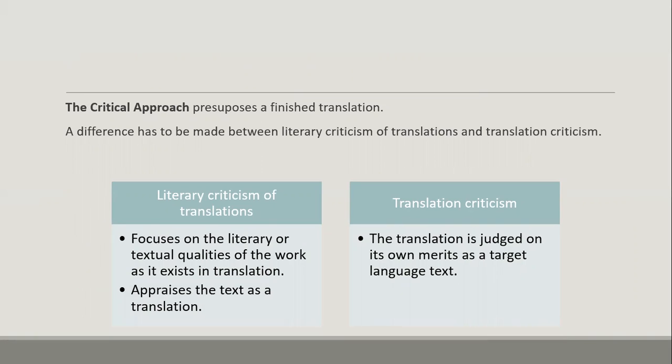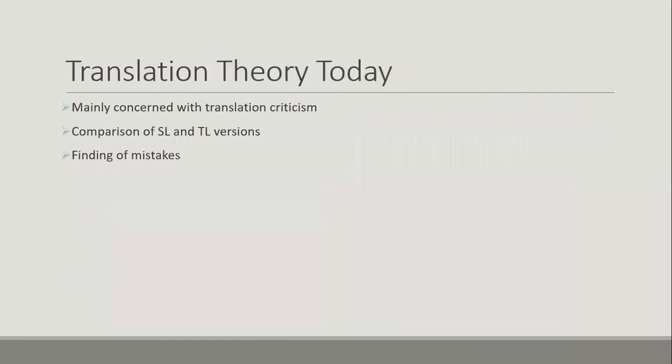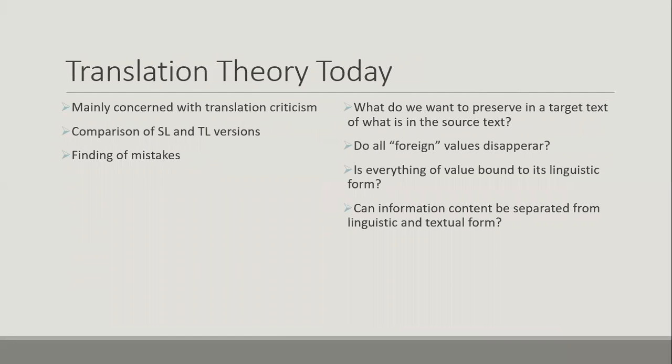One is literary criticism of translations, which criticizes the translation per se, and the other is translation criticism, which is when the translation is judged on its own merits as a target language text and not as a translation. Translation theory today focuses mainly on translation criticism. So it sees the translated text as the target text, a comparison of source language and target language versions, and finding mistakes.